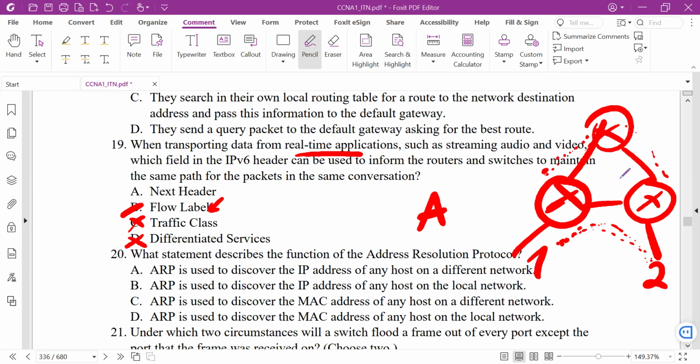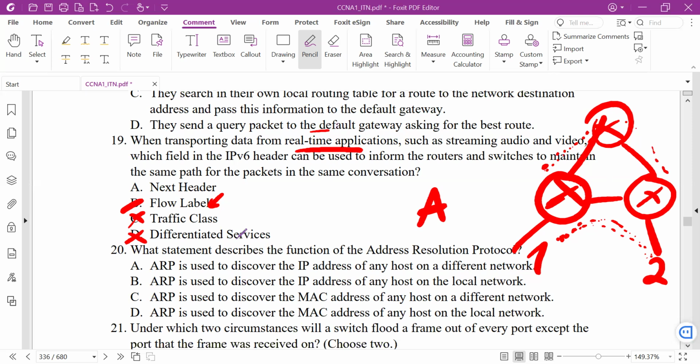So the reason why we have the flow label is so that we can label my packets for real-time applications, so that the path taken by the leading packets is the path taken by all the packets being sent, which makes it very good for my real-time applications. So basically that's what the flow label is. I think I've tried simplifying that one as much as I can.